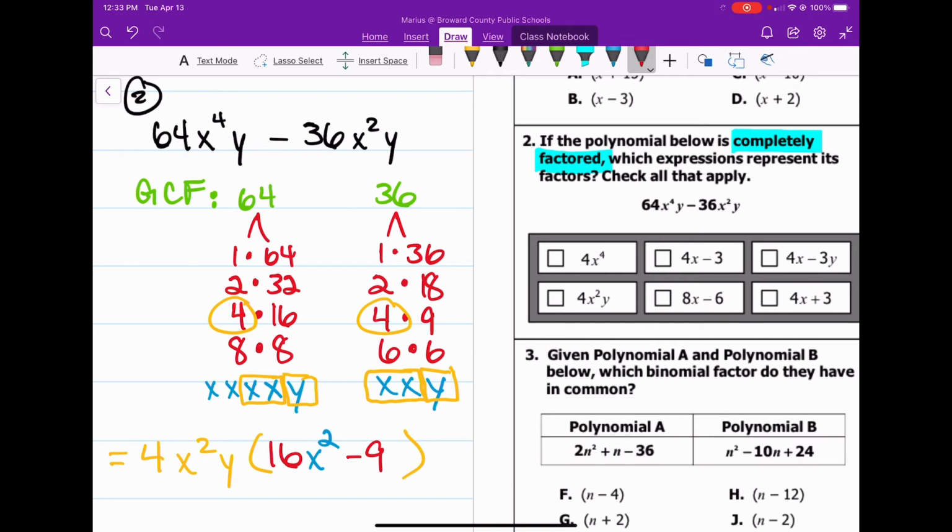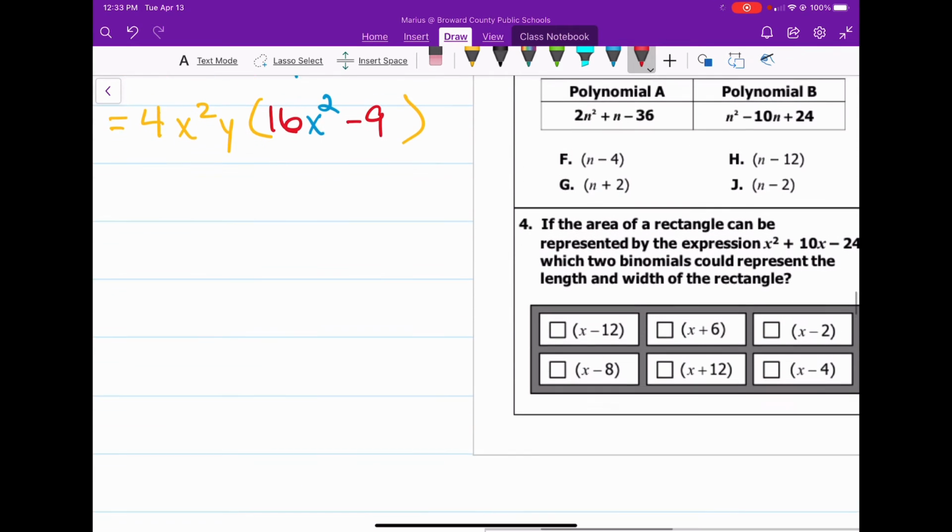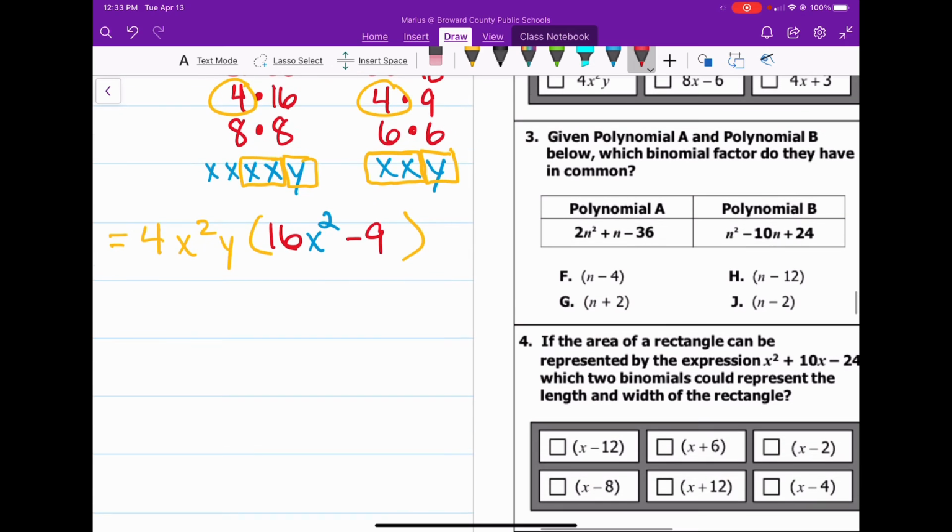So now that we factored that, we need to take a look at both of these factors here. The first factor, 4x squared y, is just a monomial. We can't factor that anymore. However, this binomial in parentheses can still be factored. If we take a look here, we can rewrite it as 16x squared minus 9. This is a difference of squares.